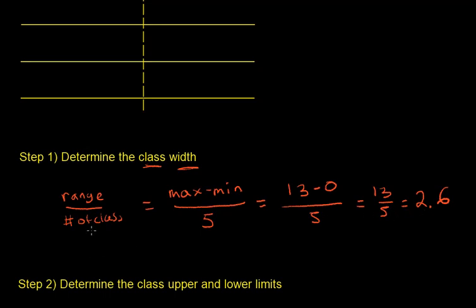So convenient number to count by. Okay, so it's easy to count by 3. It's a little harder to count by 2.6, right? So you can always round up, never down. Up is definitely key. Always round up to the next convenient number. In this case, that would be 3.